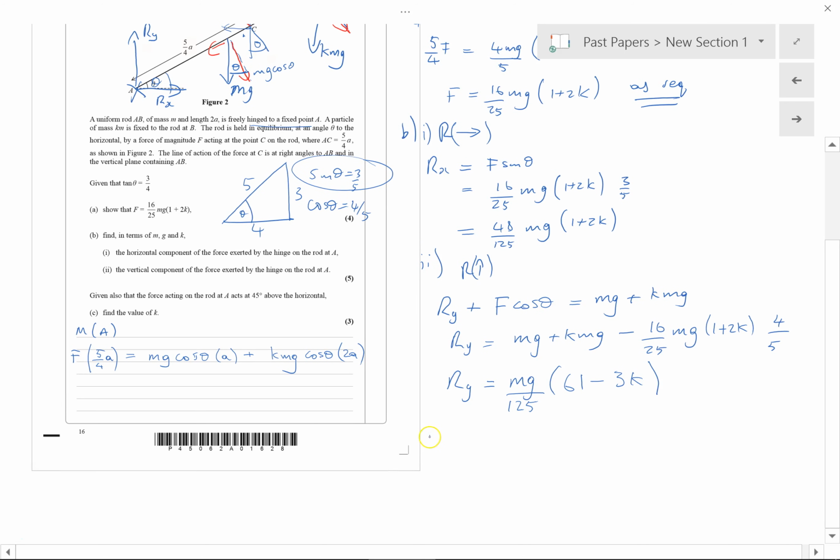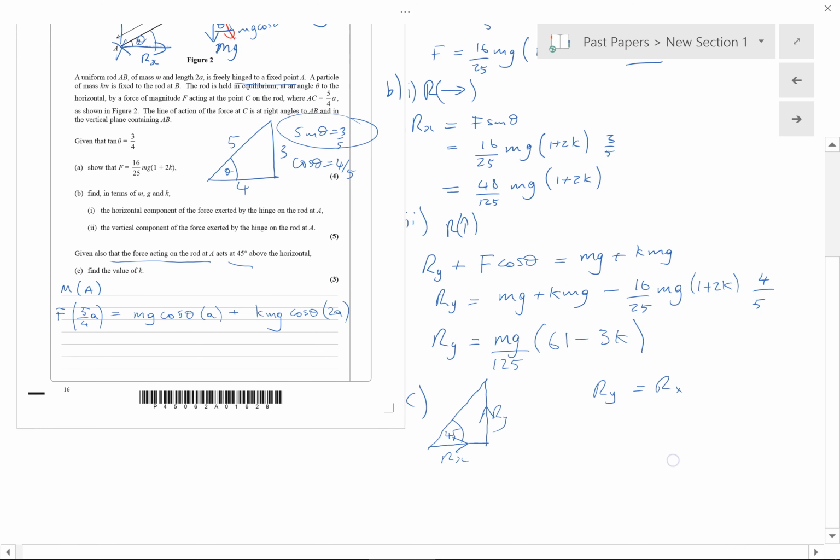Okay, so part C, it says, given that the force is acting at 45 degrees. Now we don't really need to get too involved with trig here, because 45 degrees is a pretty nice angle to have to work with, because that must mean that the vertical and the horizontal components are the same. This has got to be equal to this. So we've got Ry equals Rx, and we've got some nice tidied up expressions for all of this.